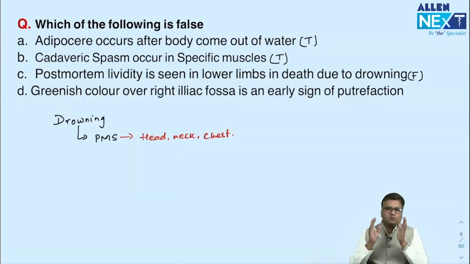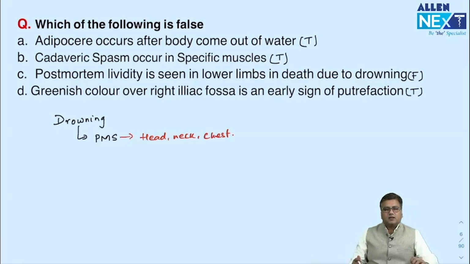In lower limbs, post-mortem staining is highly expected to be developed in cases of hanging where the body remains erect, so that the dependent portion of the body are the feet itself, right? And fourth option, you will see greenish color over the right iliac fossa is an early sign of putrefaction. This also is a true statement.